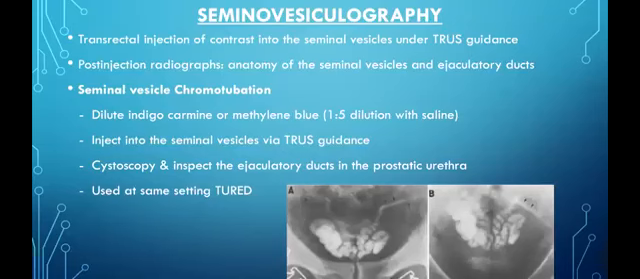Seminal vesiculography. I think this is mostly used in patients where the anatomy of the seminal vesicles and ejaculatory ducts you try to identify, but I think the primary method is seminal vesicle chromotubation. That is used where it's highly suggestive of ejaculatory duct obstruction, and you want to perform a transurethral resection of the ejaculatory ducts at the same setting. This is where either indigo carmine or methylene blue is injected directly into the seminal vesicles transrectally.